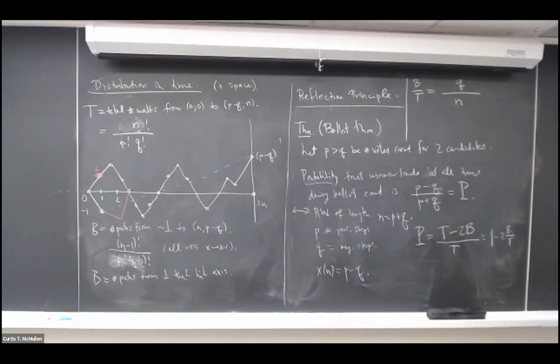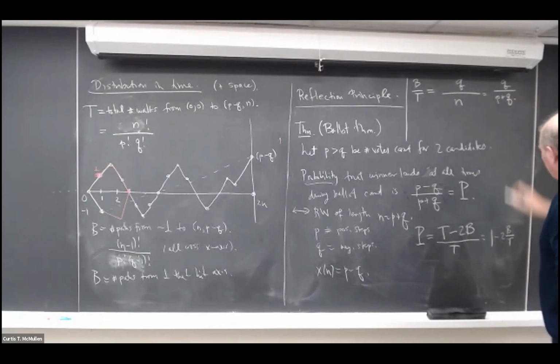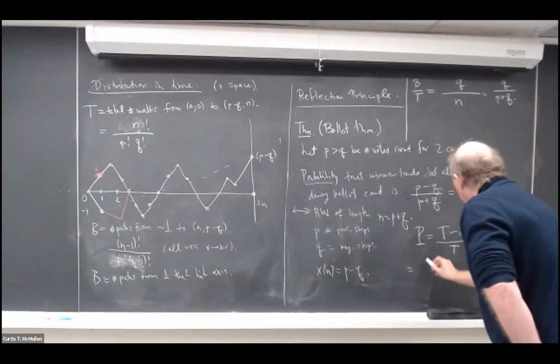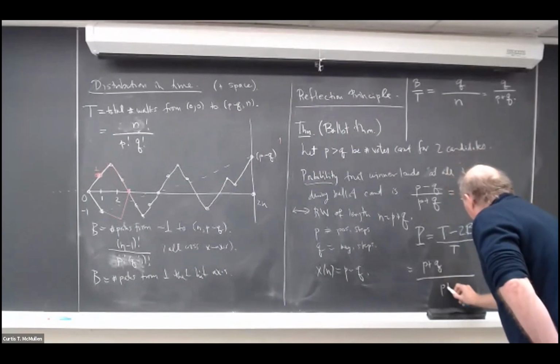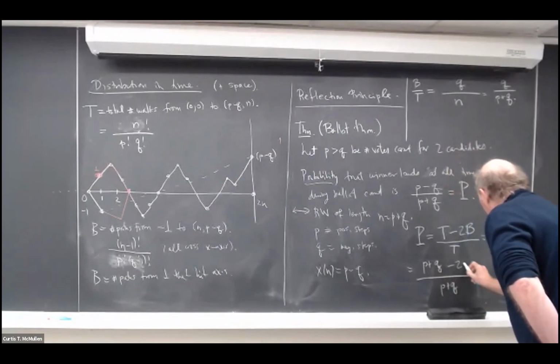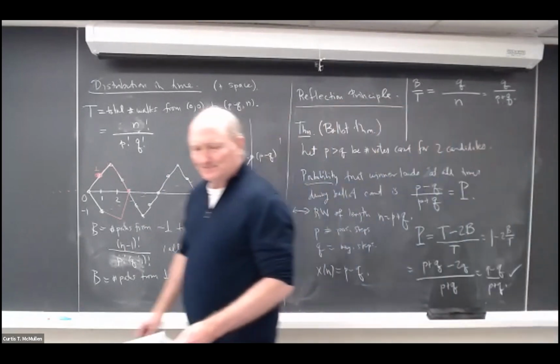So I get, and n is p plus q, so I get q over p plus q. And so this is p plus q over p plus q, accounting for the 1, minus 2q, which is p minus q over p plus q. Okay, so that's the proof of the Ballot Theorem.